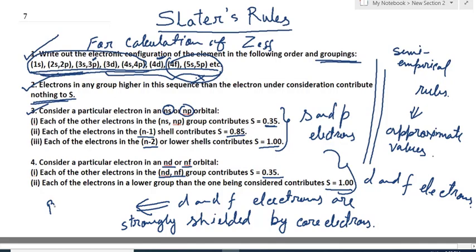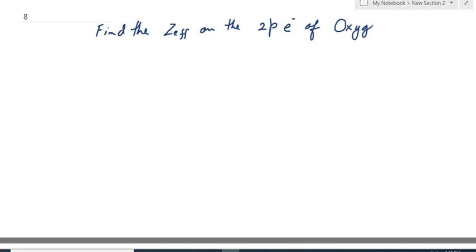Now let us take specific examples. Suppose we want to find out the Z effective, that is effective nuclear charge of the 2p electron of oxygen. Okay. Now first thing we have to write the electronic configuration. Oxygen has 8 electrons, and we can easily write its electronic configuration as 1s2, 2s2 and 2p4.